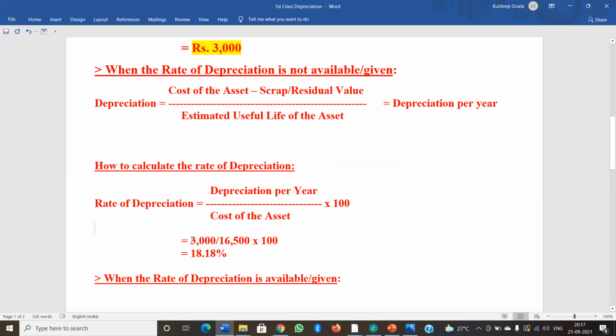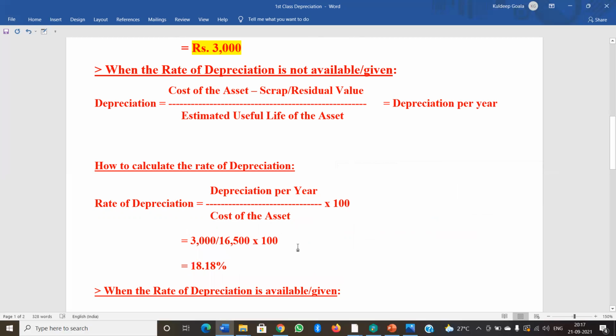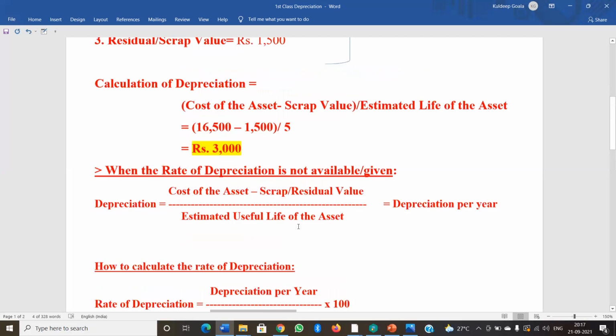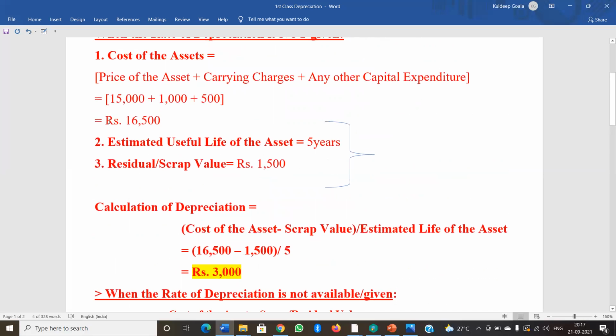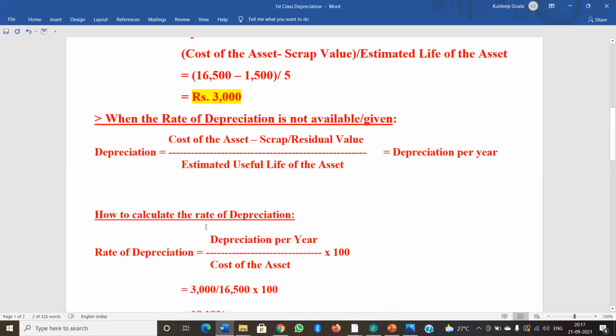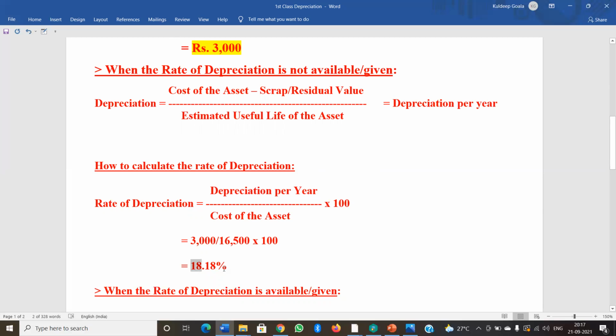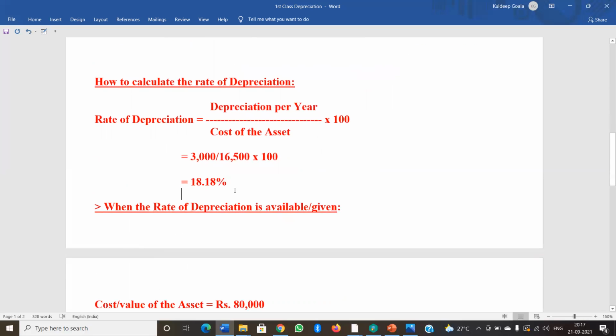So depreciation per year, how much are we getting? 3,000 rupees here. And what was the cost of the asset? 16,500, multiplied by 100. So it is coming 18.18%. So this is the rate of depreciation every year. How did it come? Depreciation per year, that is 3,000 rupees, divided by cost of the asset, 16,500 rupees, multiplied by 100, we are getting the percentage of depreciation every year, which is 18.18%.